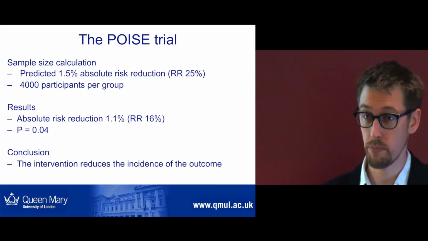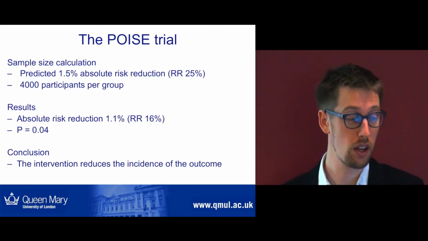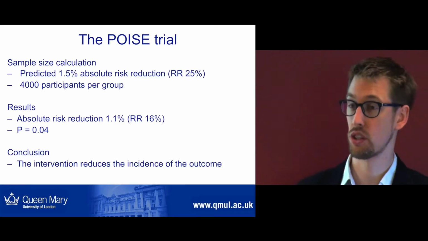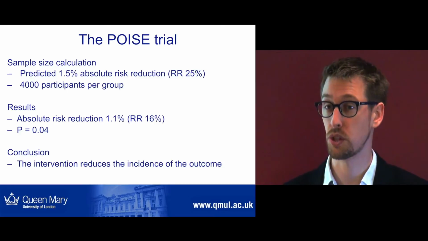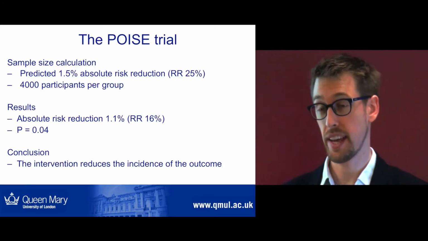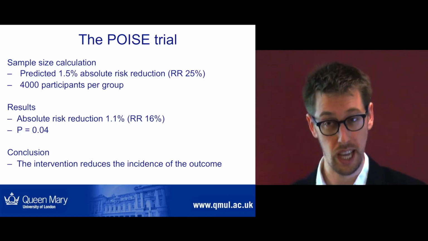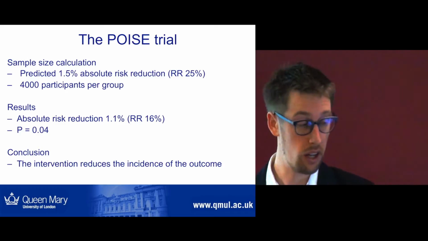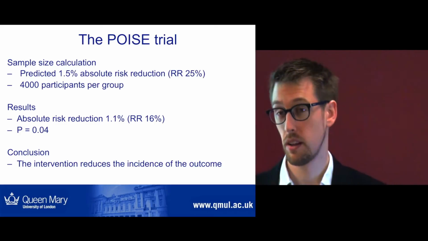So their results, based on that sample size of eight-ish thousand patients, were an absolute risk reduction of 1.1% and a relative risk reduction of 16%. So the same absolute risk as the optimized trial, but they demonstrated a significant change. Their p-value was 0.04, which came under that arbitrary threshold, and so they can say the intervention reduces the incidence of the outcome.